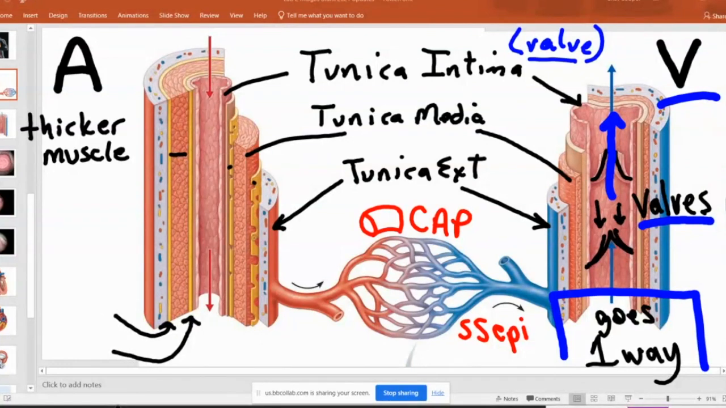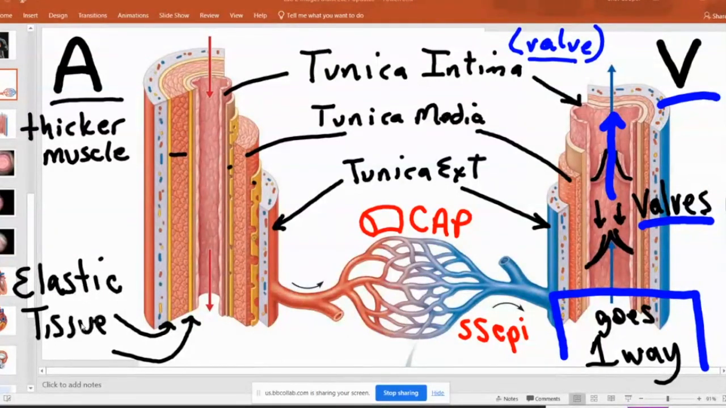And notice if we go over here, we don't see a layer on each side of the muscle. So right here, we see a little layer on each side of the muscle. On the lab, I'm not going to ask you to name that layer, but because the artery has thicker muscle and it has that layer, which you should know is made from elastic tissue. And elastic tissue can stretch real easily.